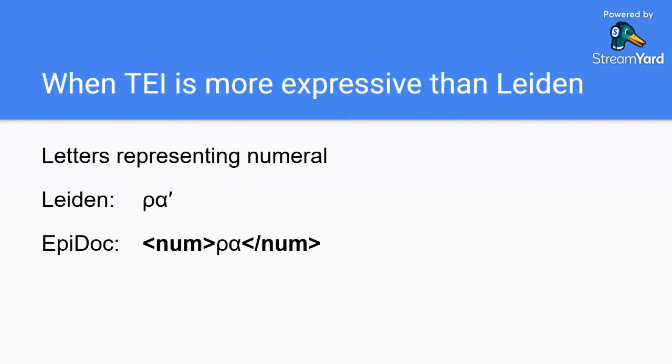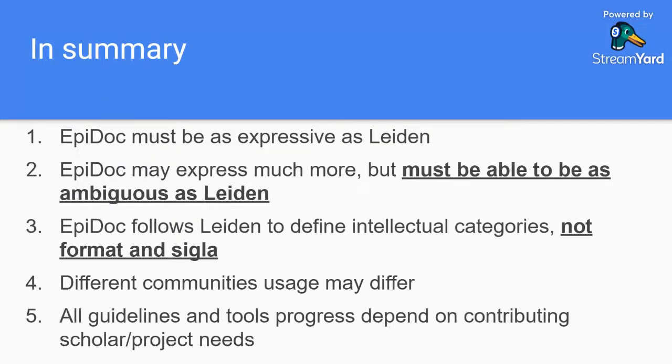The last example of when something is more expressive in TEI is the example of a number. We can tell that this is a number because in Leiden we've put this little number prime mark after the letters. This is not the word rho alpha, this is the number 101 because that little prime character or keraia tells us so. In TEI we can just use the num element, which means this is a number, a numeral, or we can add a value attribute, which is not there in the Leiden, but it's a little bit more information that we can put in the EpiDoc. We don't have to, but we can do. That's handy.